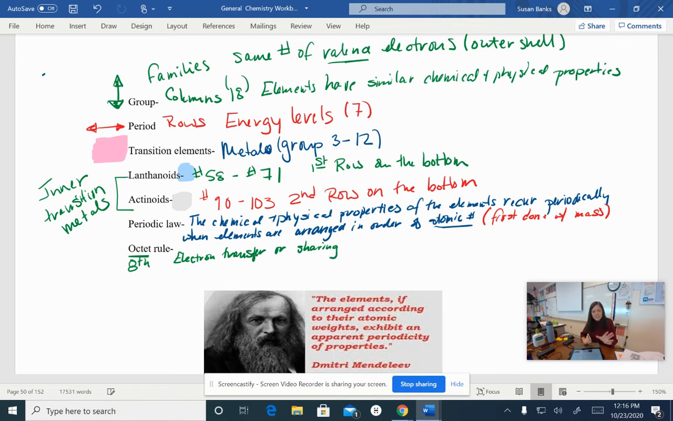Okay, so when we get into these electron configurations, we'll see that eventually a lot of these elements are going to want to transfer, meaning give or receive electrons from each other or share electrons with each other. And it happens.